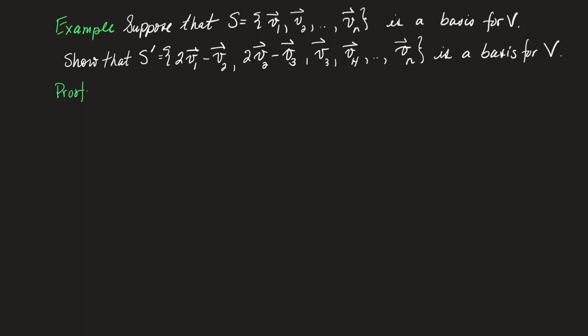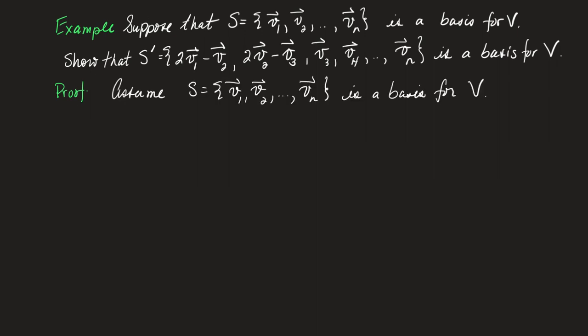But in this case, because I know that the dimension of V is n, if I have another set with n vectors that's a subset of V, I just need to show that it's linearly independent or that it spans. So I start off by assuming my hypothesis. So I assume that S is a basis for V, and I know then that the dimension of V is n.